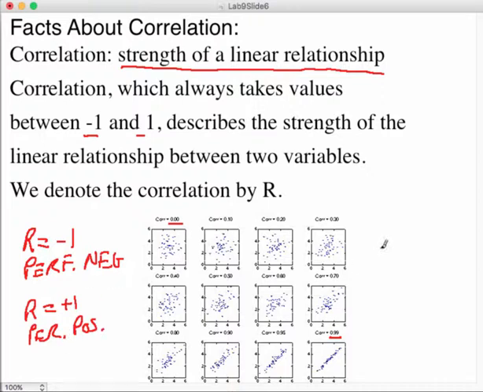So notice the correlation coefficient R, if we think about this in terms of an inequality, it's going to be less than or equal to 1, and it's going to be greater than or equal to -1. It's trapped between those two numbers.